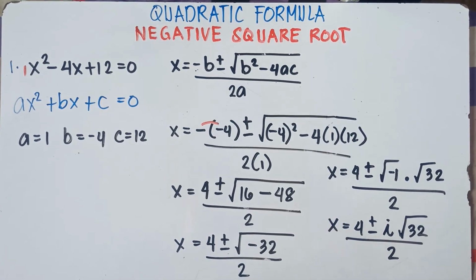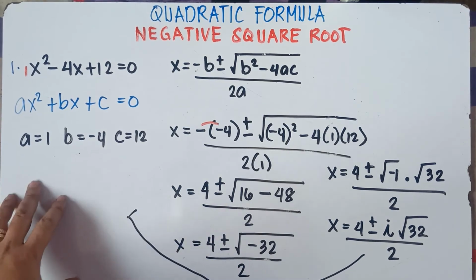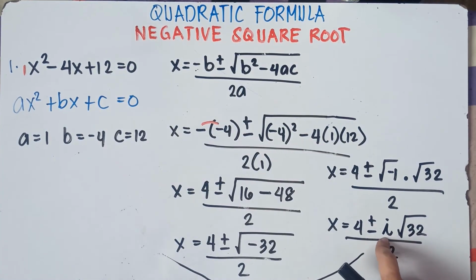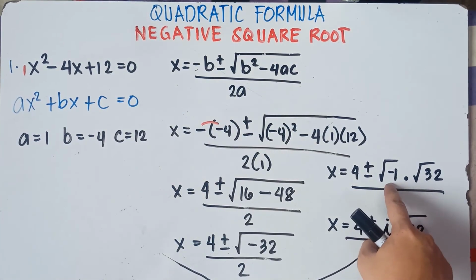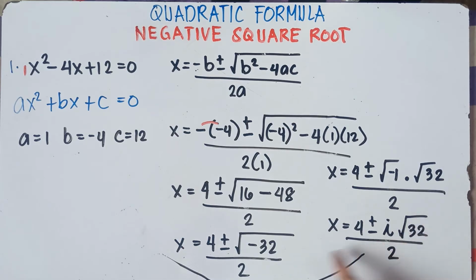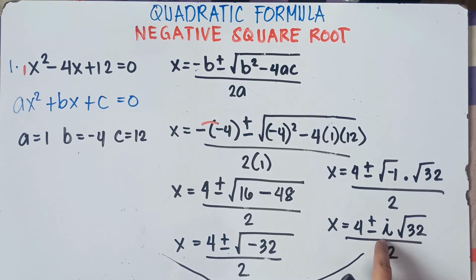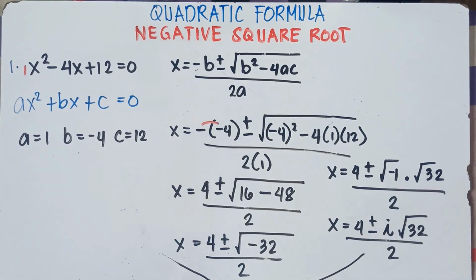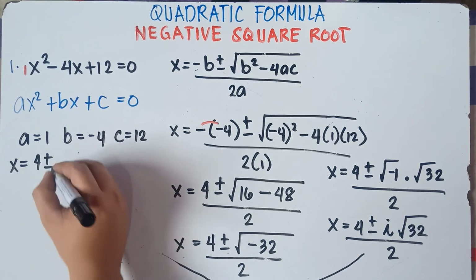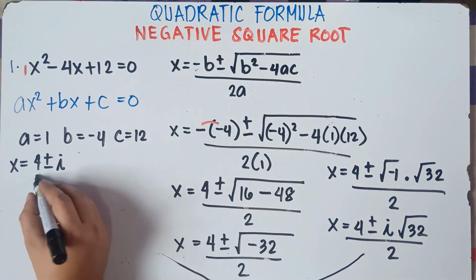Alright, so we don't have enough space, class. Let me just write it here. So this one, class, once again, this i came from the square root of negative 1. We just eliminated the negative sign. So once again, the square root of negative 1 times the square root of 32 would be the square root of negative 32, and we just removed the negative sign in this i. So i is equivalent to the square root of negative 1. Alright, so copy x equals 4, positive, negative, copy i, and then over 2.